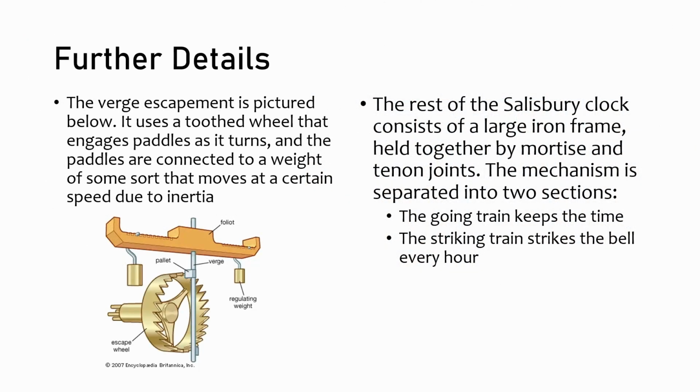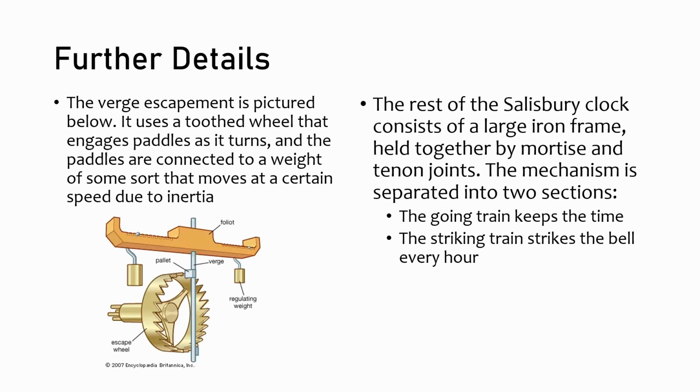So here I have a picture of the Verge escapement, and it has this toothed wheel that engages these paddles as it turns, and these paddles are connected to some sort of weights that provide inertia so that the paddles move at a certain speed, which slows down the rotation of the escape wheel as it's propelled by some sort of weights.